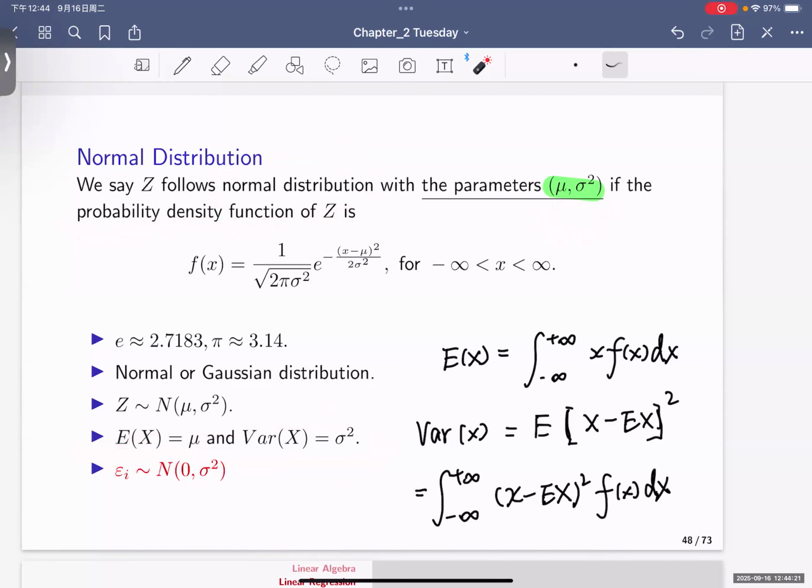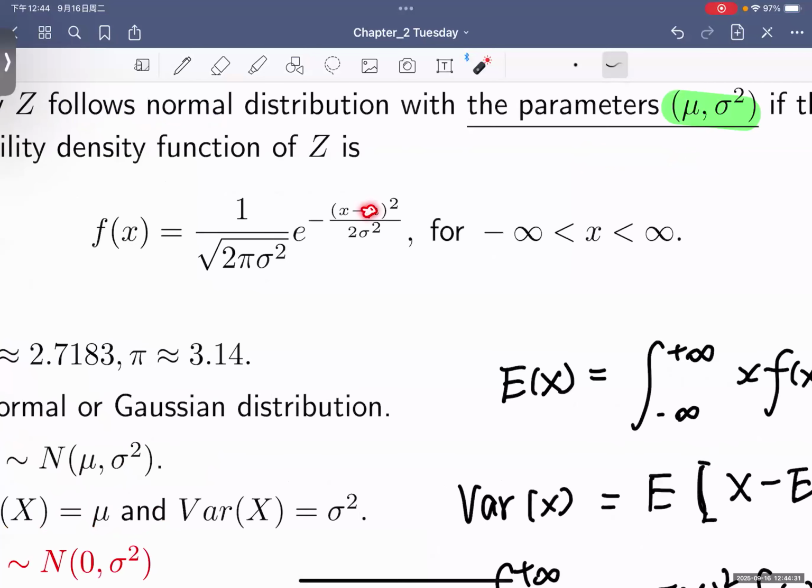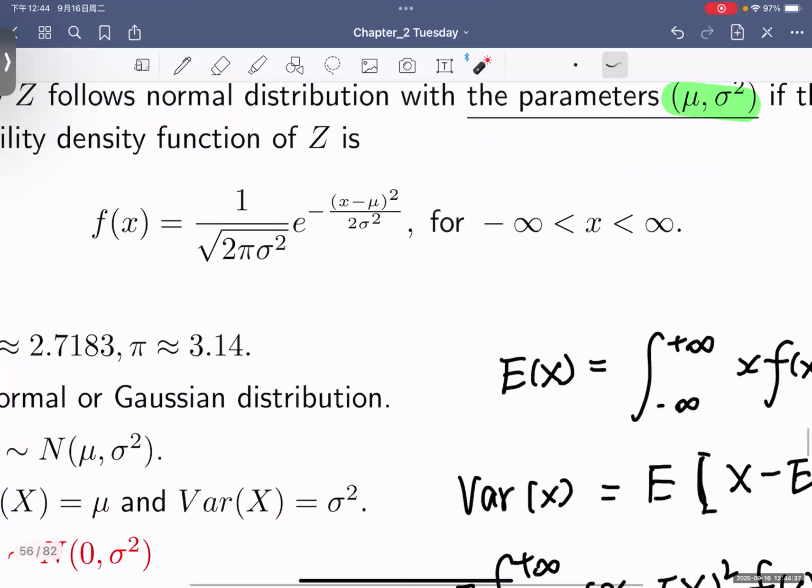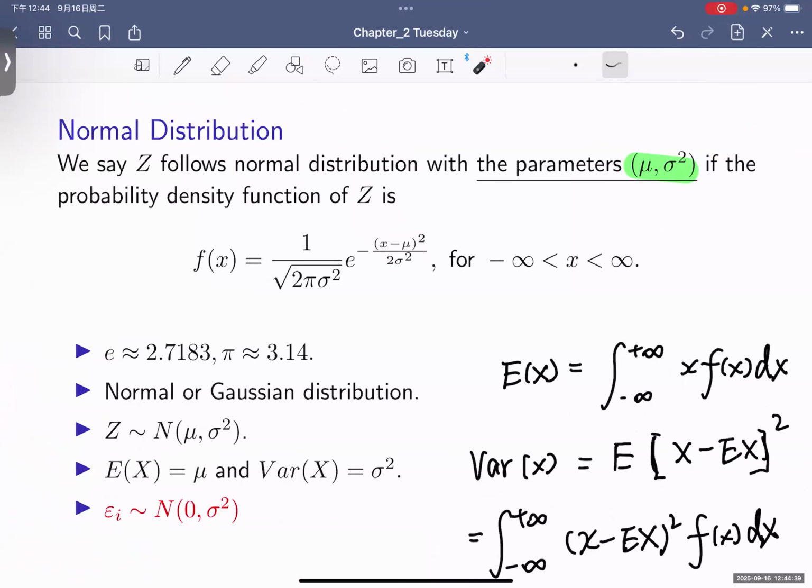This one we mentioned earlier, where we assume that our noise is a normal distribution, where the mean is 0 and the variance is sigma square. This corresponds to the case where we take mu as 0, so we just have x square over 2 sigma square here. This is one type of normal distribution.